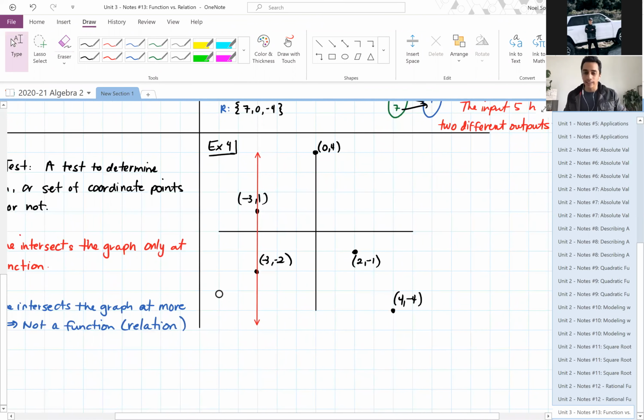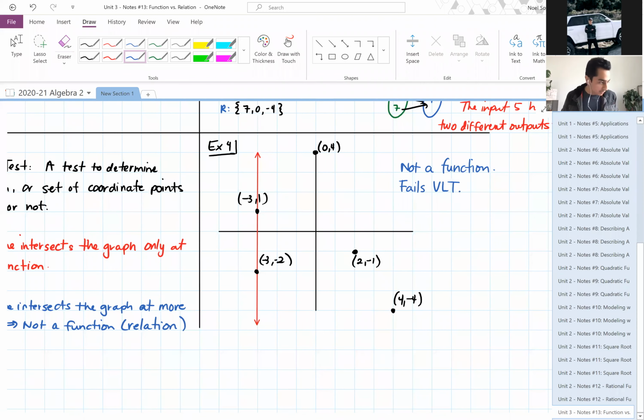When you use vertical line tests, the reasoning is because it fails the vertical line test. If it were to pass the vertical line test, then the vertical line would only hit every point only one time. Okay, so here's what we can say: not a function, fails VLT. To save you some time, VLT just means vertical line test, so you don't have to write out the whole thing. Okay, so it fails the VLT, right?